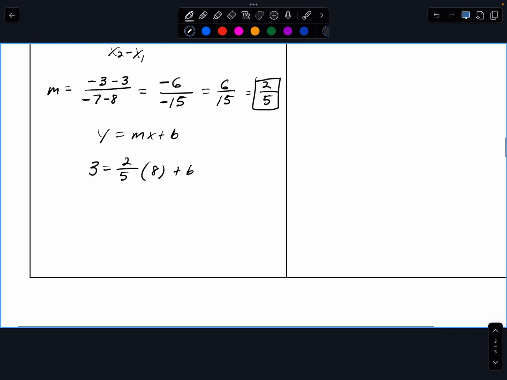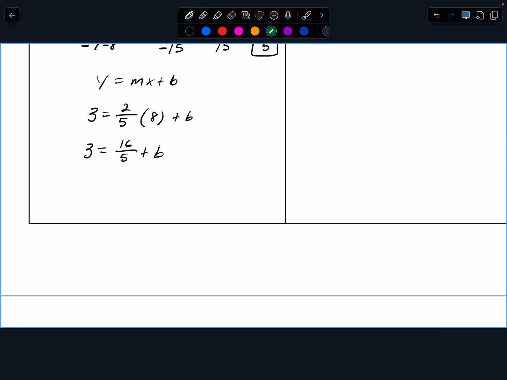Okay? What is 8 times 2/5? 16 over 5. It's not going to simplify. It's not divided by 5 yet. It's not nice like the other one was, right? So how do we find b? Subtract 16 over 5. Oh my gosh. Oh, I love subtracting fractions. This is amazing. I'm so happy right now.